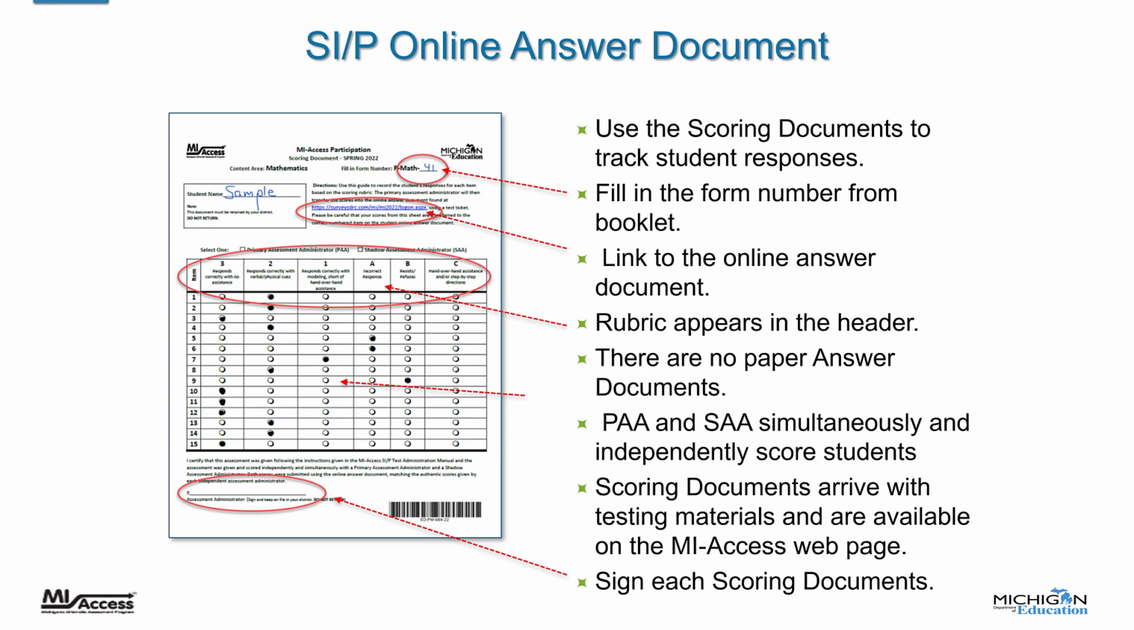There are no paper answer documents. The primary and shadow administrators don't coordinate their responses. They respond to what they see and mark it down on the scoring documents. Scoring documents arrive with the testing materials, and they are also posted on the web page to download and print as needed. Sign the scoring document to confirm that these are your observations of the student.